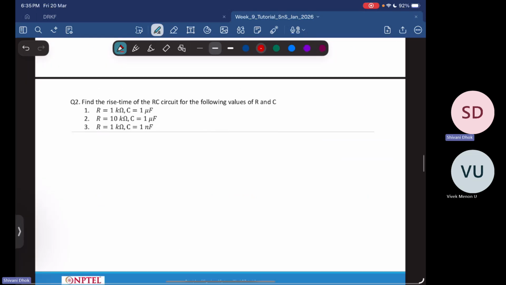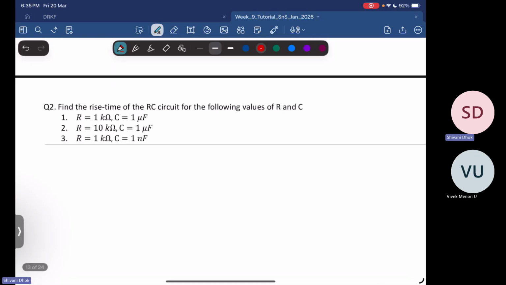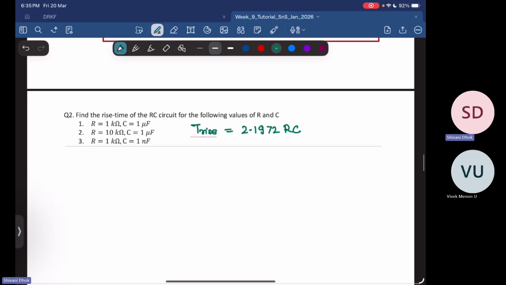So the next question is pretty straightforward. What it wants us to do is find the rise time of the RC circuit for the following given values of R and C. Even while discussing today, we saw that the rise time, that is T rise, is given by 2.1972 RC. So we just have to plug in the values of R and C in this particular formula to get the rise time for different combinations. We'll see how the rise time changes with the changes in R and C values.